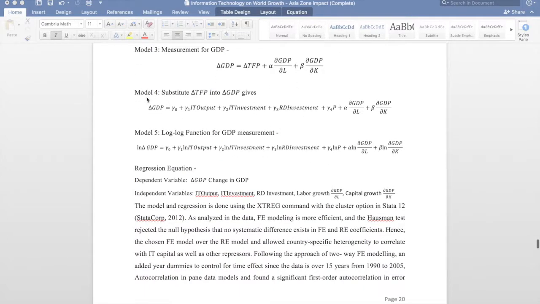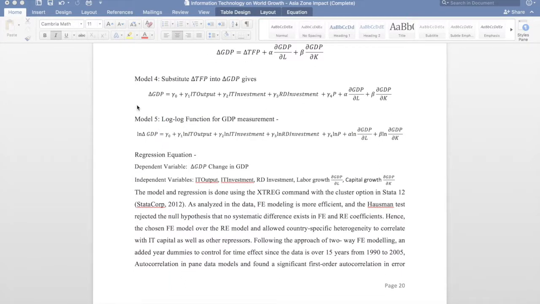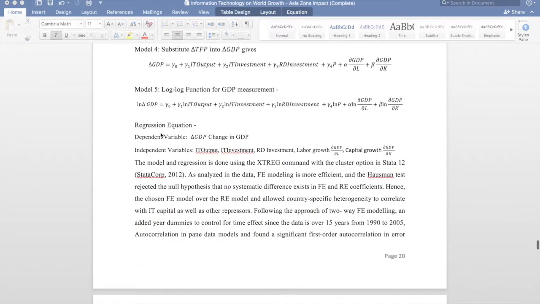Module 4 is considered a reduced-form regression function, where we substitute TFP into GDP, which gives the delta of GDP as IT output plus IT investment plus R&D investment, plus population, plus the derivative of GDP over L, labor input, plus the derivative of GDP over the amount of capital. And also, I wanted to find the percentage of the GDP measurements and all of these variables, so I use log functions to find them in percentage terms.